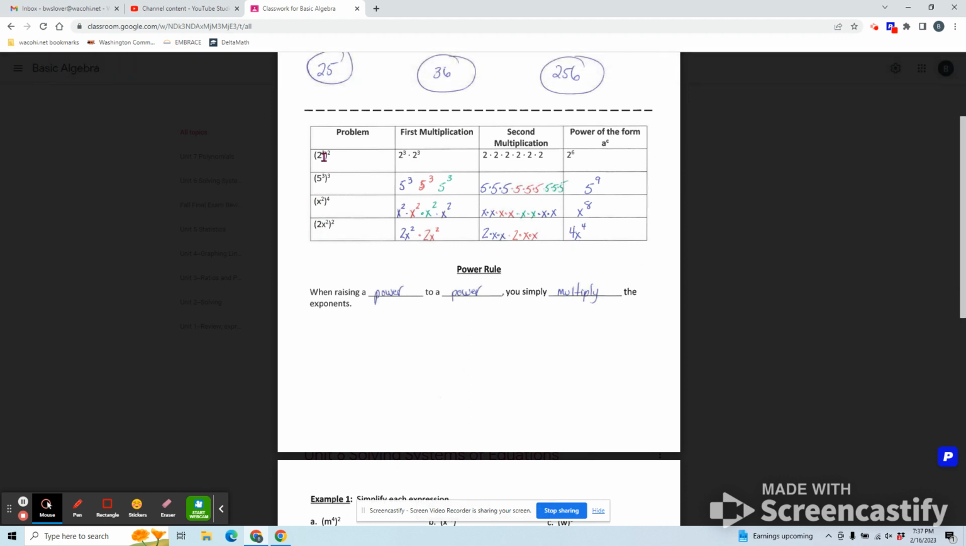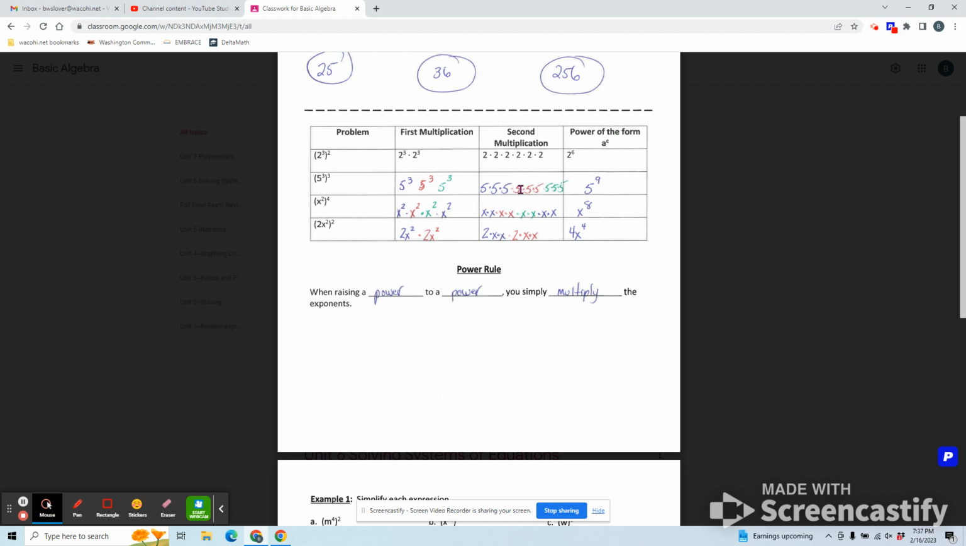So down here, this is just getting us ready to discover what the power rule is on our own. If I were to rewrite 2 cubed squared, I would have 2 cubed times 2 cubed. And then 2 cubed expands out to 2 times 2 times 2. And then we count. There's 1, 2, 3, 4, 5, 6 of them. So 2 to the 6th power.